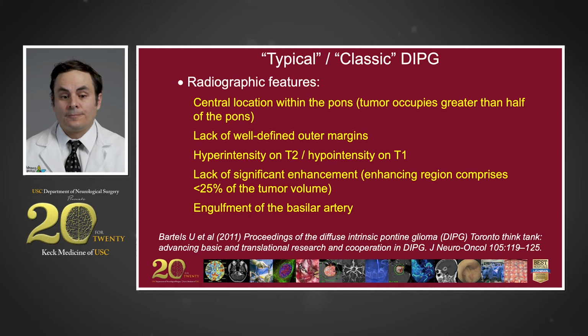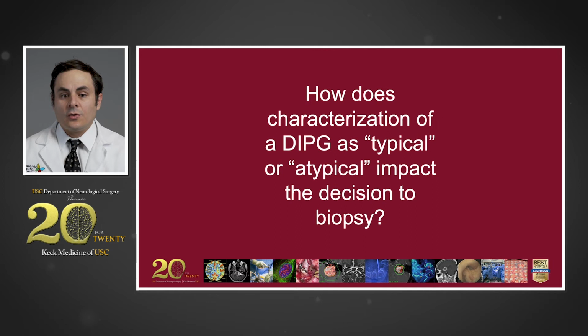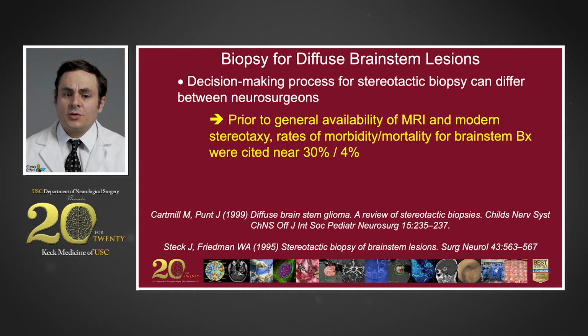Certain features are cited as atypical in certain circumstances, and these can include prominent enhancement, restricted diffusion, cystic components, and a prominent exophytic component. But again, occasionally these are controversial. So how does characterization of a DIPG as either typical or atypical impact the decision for future treatment and the decision to biopsy? So the decision-making process for stereotactic biopsy can differ between neurosurgeons.